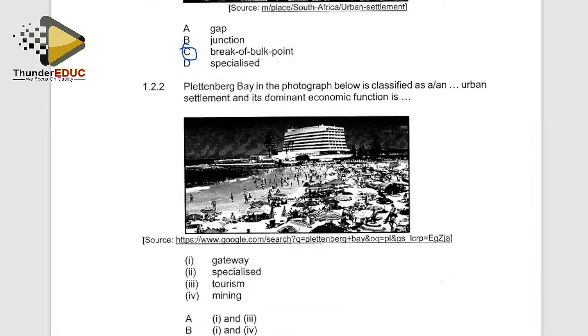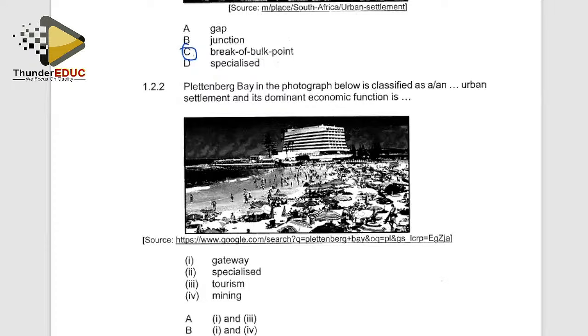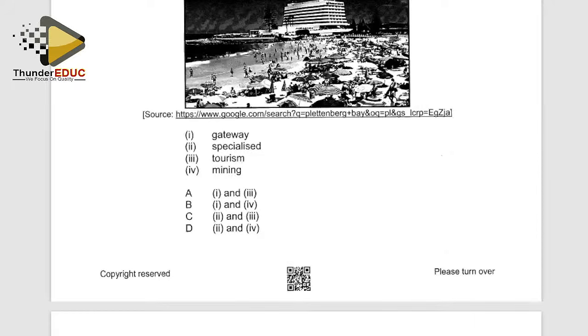122. Plettenberg Bay in the photograph, as you can see below, is classified as an urban settlement, and its dominant economic function is what? If we check the location, Plettenberg is located in between the areas of the Tsitsikamma Mountain. It's located around the areas of the Tsitsikamma Mountain, and the main activity that happens there is ultimately tourism activities.